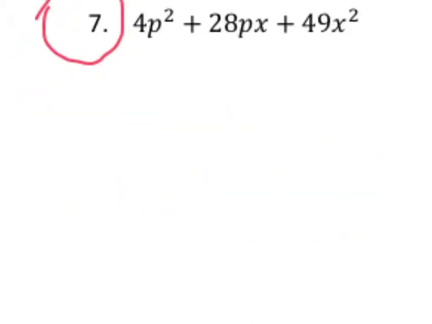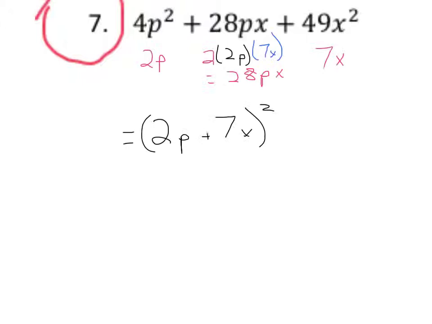Now look at number 7 and go ahead and do that on your own. Here's the key. On number 7, your first term, the root is 2p, and your third term is 7x. You have to test to see if this is a perfect square trinomial. So you have to see 2 times the product of the roots. 2 times 2p times 7x. Does that equal this? And it does.